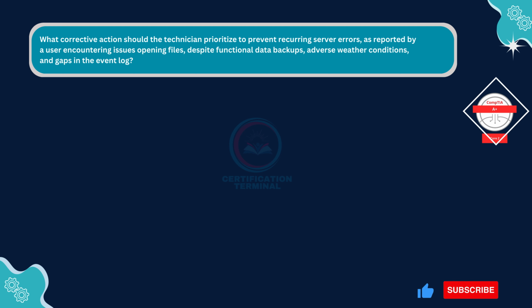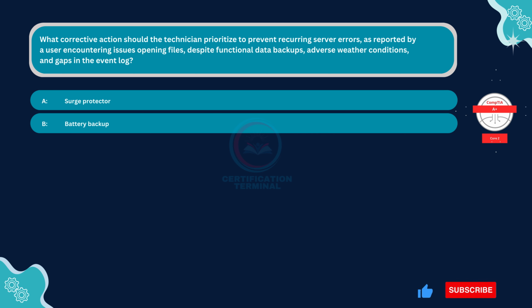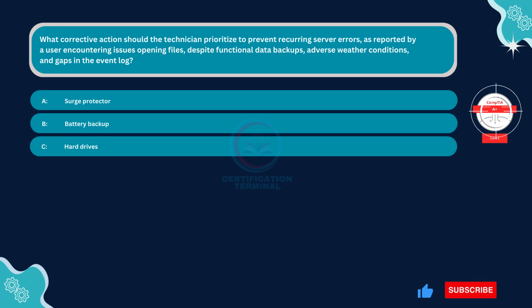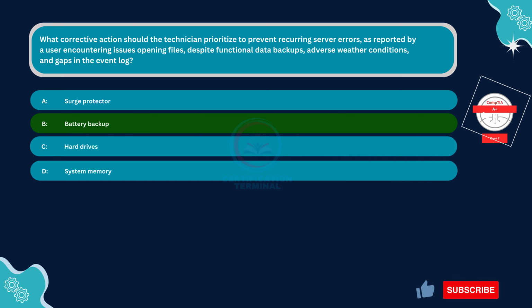Next question. What corrective action should the technician prioritize to prevent recurring server errors as reported by a user encountering issues opening files despite functional data backups, adverse weather conditions, and gaps in the event log? Option A, surge protector. Option B, battery backup. Option C, hard drives. Option D, system memory. The correct answer is Option B, battery backup.